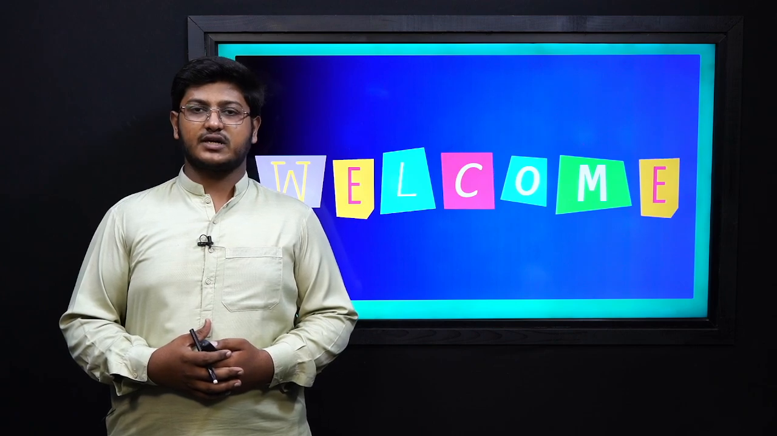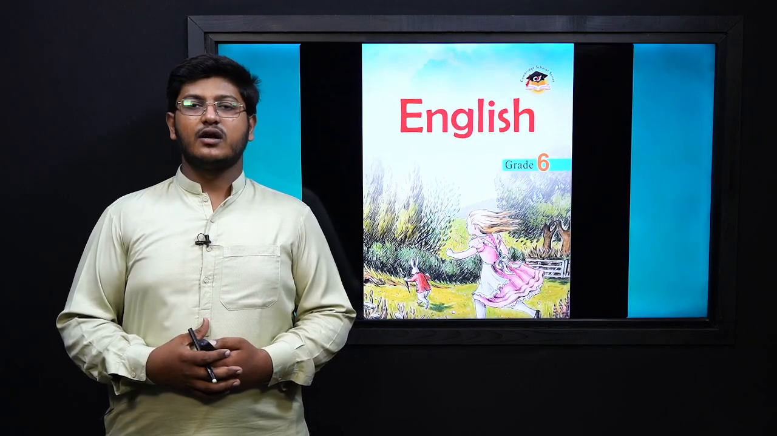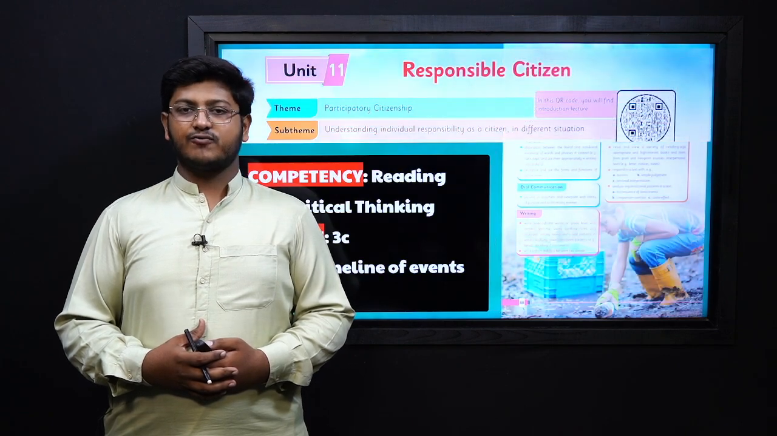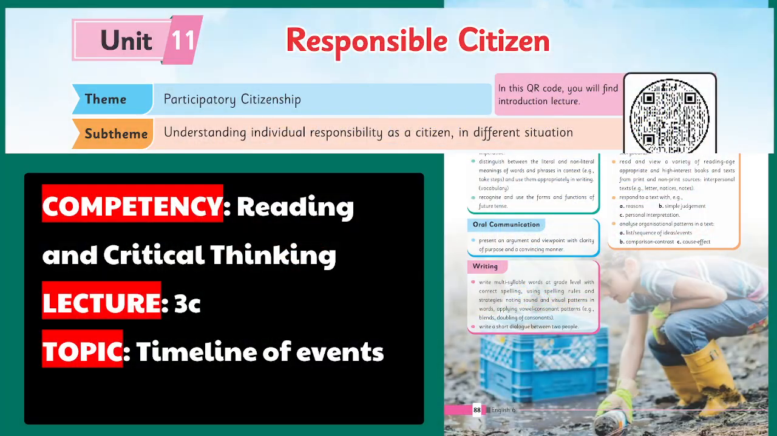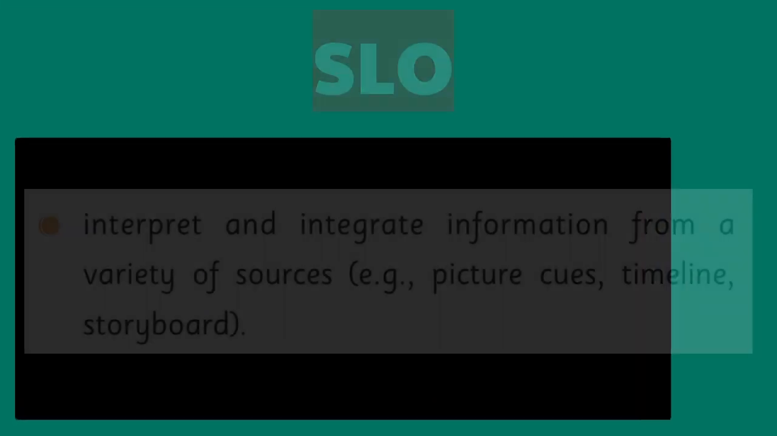I am your instructor Adil Raza and today we have to learn an SLO from grade 6, unit 11. So let's find out what today's SLO is about. Our SLO is about reading and critical thinking, the competency of reading, and it's our lecture 3C. The main topic which we have to cover in this SLO is the timeline of events. So let's read the SLO.